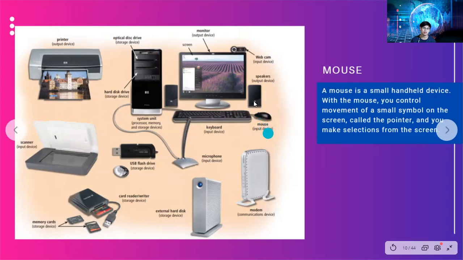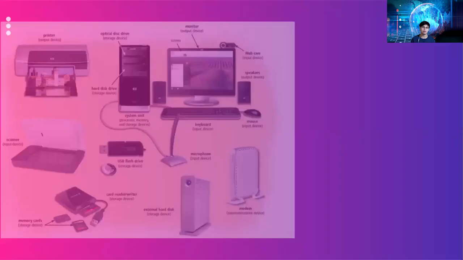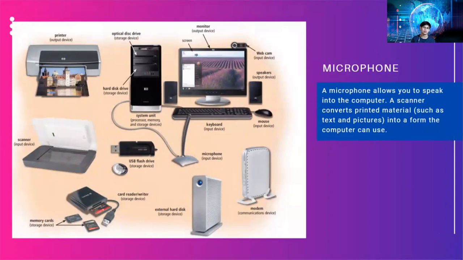This is the mouse. This is not an animal. You use it always. And then the microphone. The microphone allows you to speak into the computer. A scanner converts printed materials, such as text and pictures, into a form the computer can use. It's not necessary to discuss this further, you know what a microphone is all about.